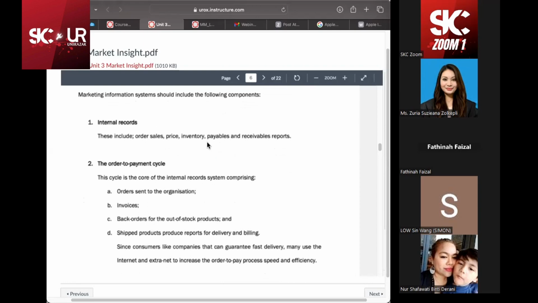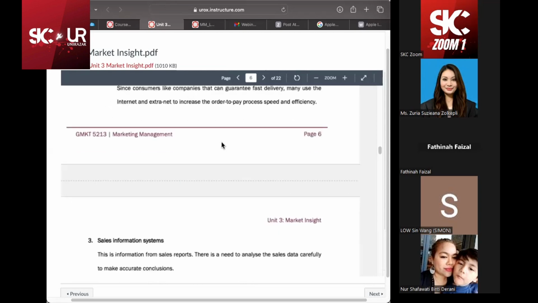This is what I meant. Okay, and then we have the order to payment cycle. The cycle is the call to the internal record system, the order sent to the organization, and the invoice. I'm sure that those who handle this in the department are very familiar with these documents and this activity.